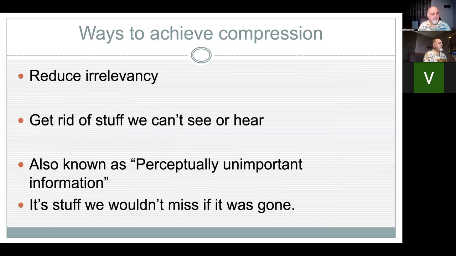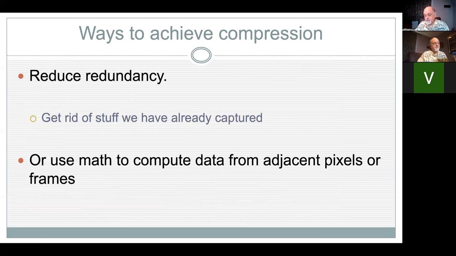How do you achieve compression? The first thing you do is you get rid of what's called irrelevant data. Irrelevant data is information that we can't see or hear. Remember, we're very sensitive to contrast information for our eyes, but we don't see colors very well. And green is more sensitive than red and blue. So we can play tricks with the math and get rid of those things. It's also called perceptually unimportant information. It's stuff we wouldn't miss if it was gone.